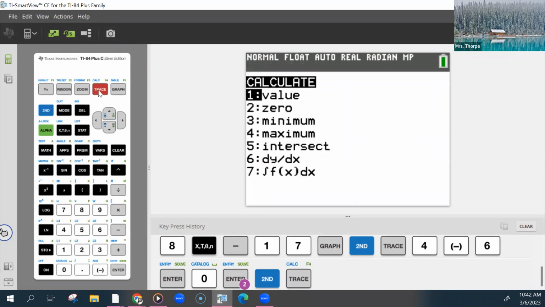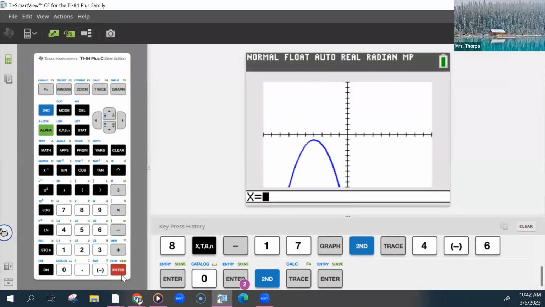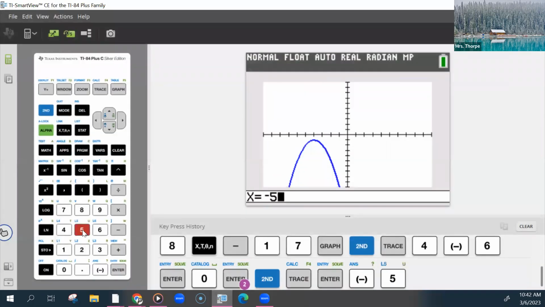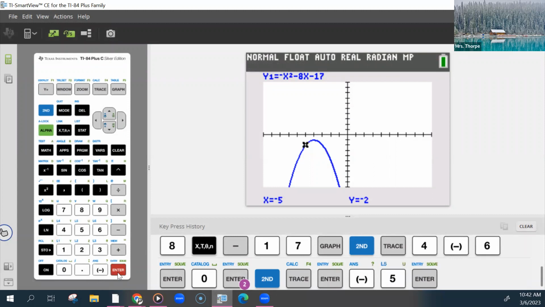So go back into second trace. And if you look for a value, so if I go into 1 and I'm looking for when x is -5, it'll tell me what that y value is. So we'll pause there and then do the other one when we get back.